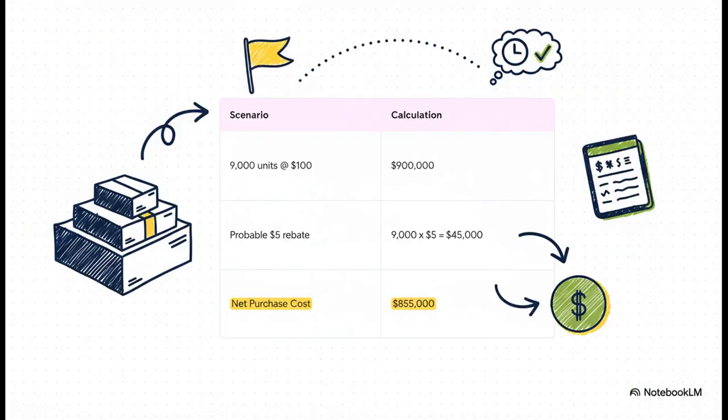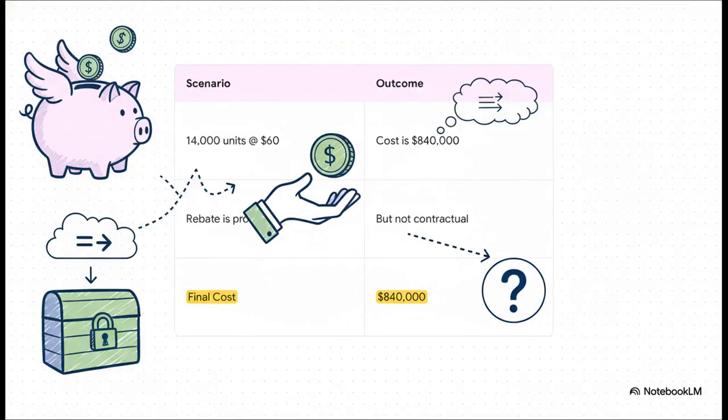Let's look at a real example. So in this scenario, there's a clear volume target in the contract. And since the company is confident they're going to hit that target, they can accrue that $45,000 rebate right now. Just look at the bottom line. This directly drops the cost of their inventory on the balance sheet from $900,000 all the way down to $855,000. Pretty significant.